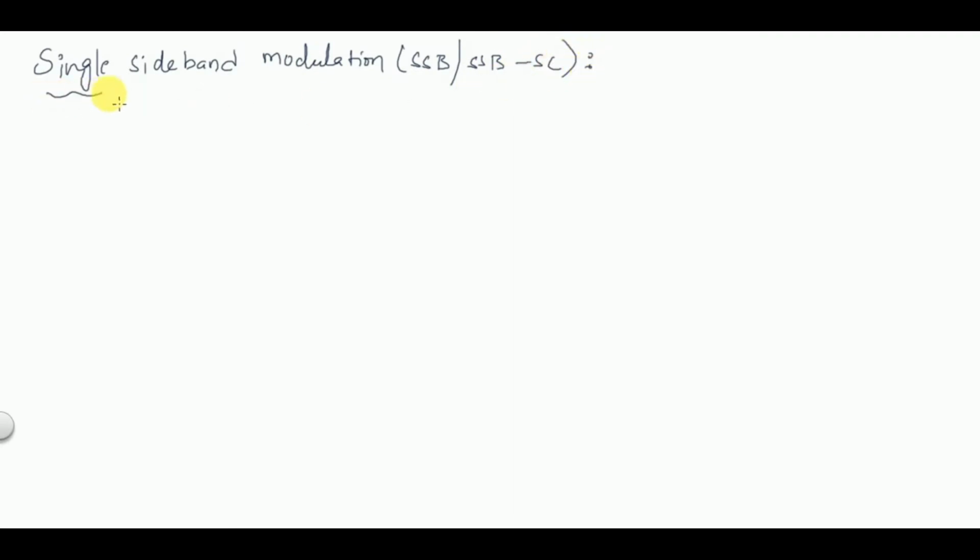Hello everyone, welcome back. In this video we are going to learn about the next modulation scheme in amplitude modulation, that is single sideband modulation. In short we'll call it SSB, or we'll also call it SSB-SC. All these are the same. Single sideband modulation or single sideband suppressed carrier modulation is the same.